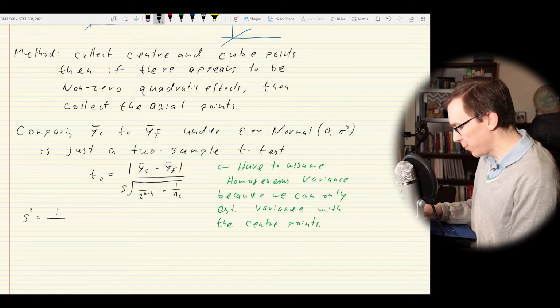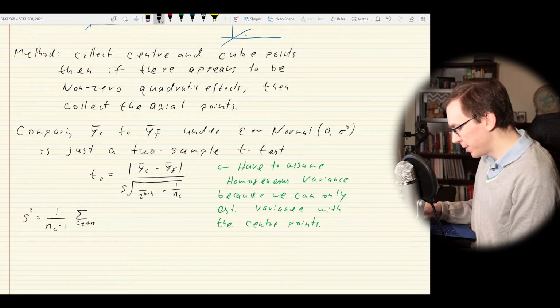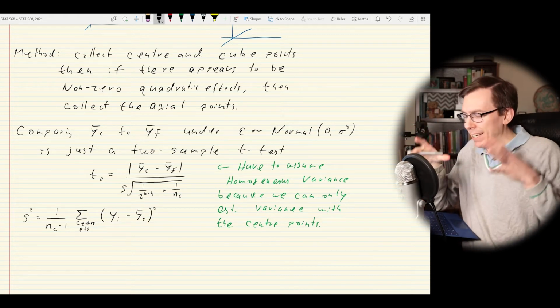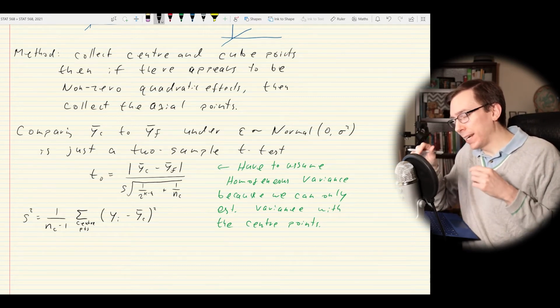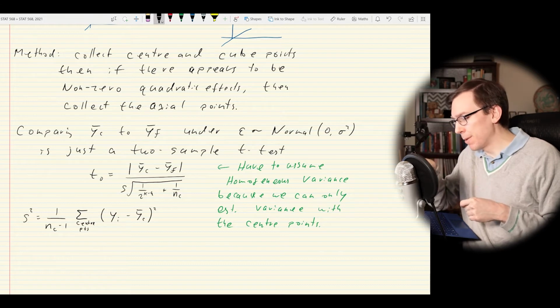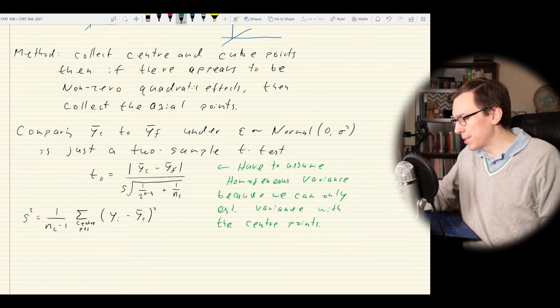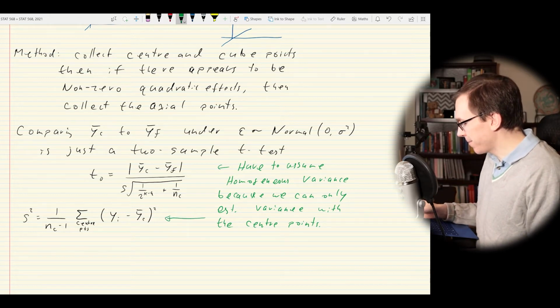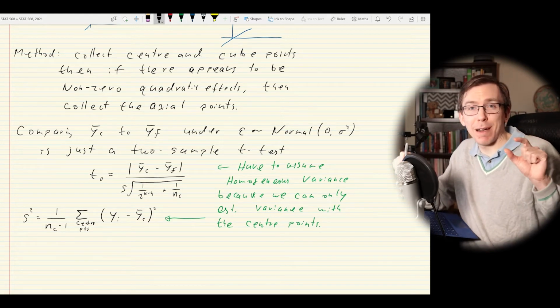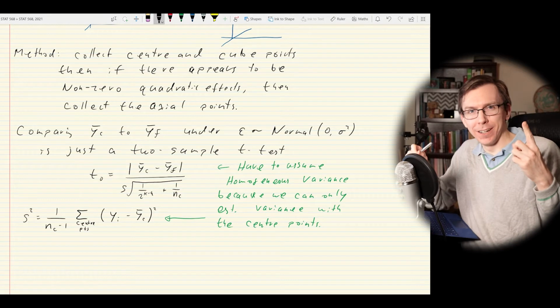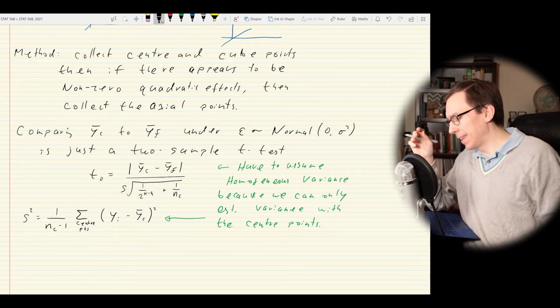If we write S squared as just 1 over nc minus 1, times the sum over the center points of y_i minus y bar c, squared. Again, because we've replicated the center point, we can use that to compute the sample variance, which can then lead to the sample standard deviation. But critically, we can't use the other points because we don't have replications at the cube points. We only have one for any of the vertices in our design, and we don't replicate those.